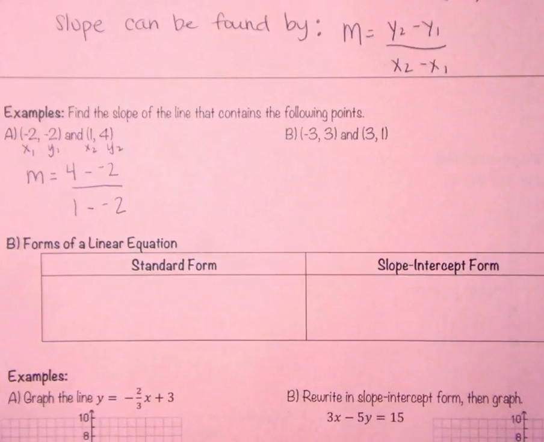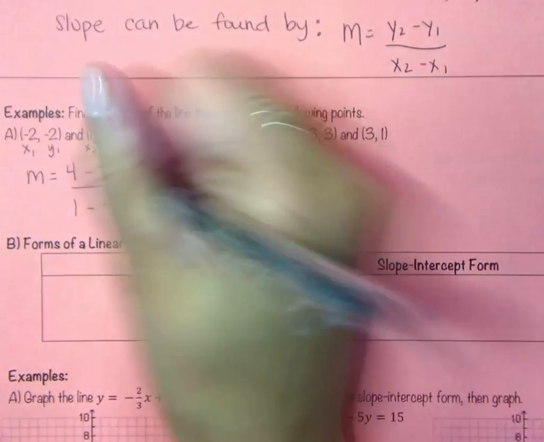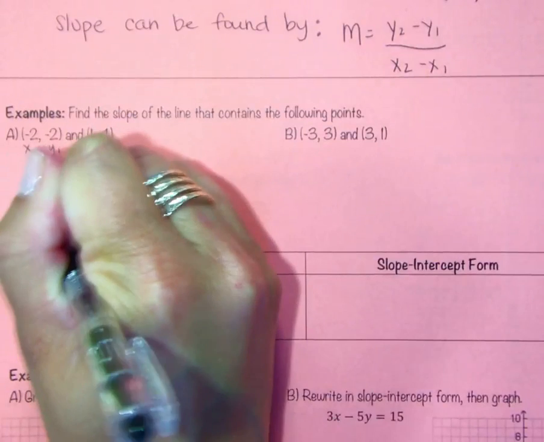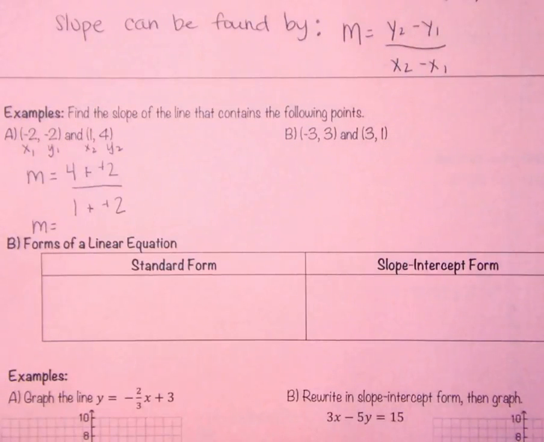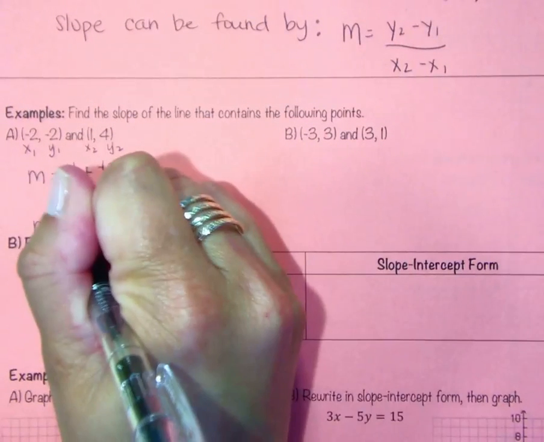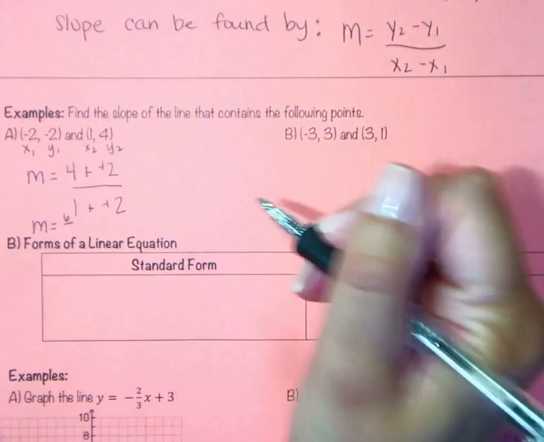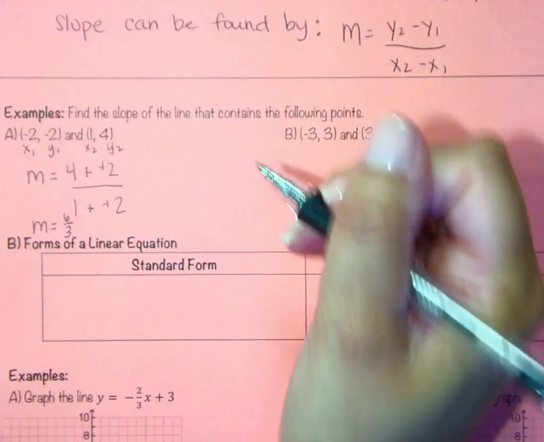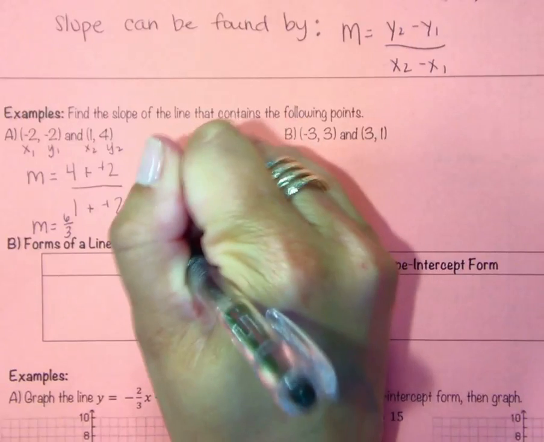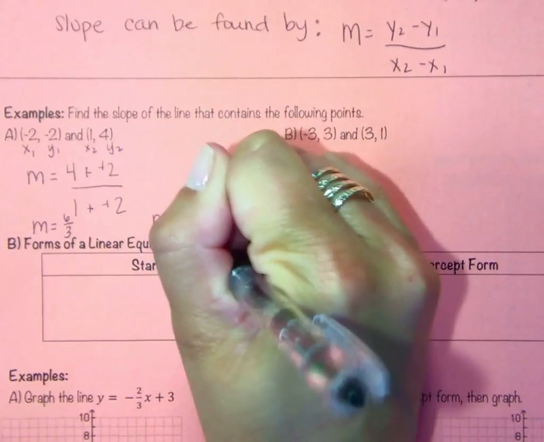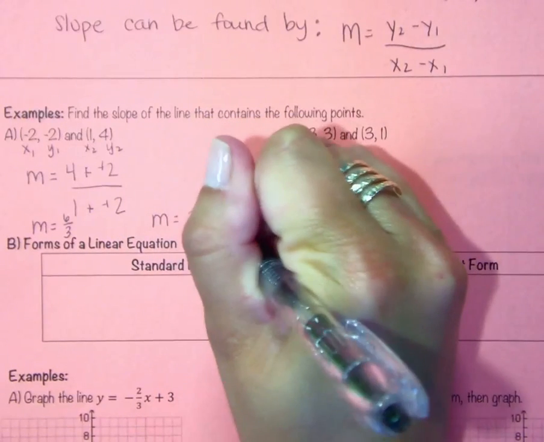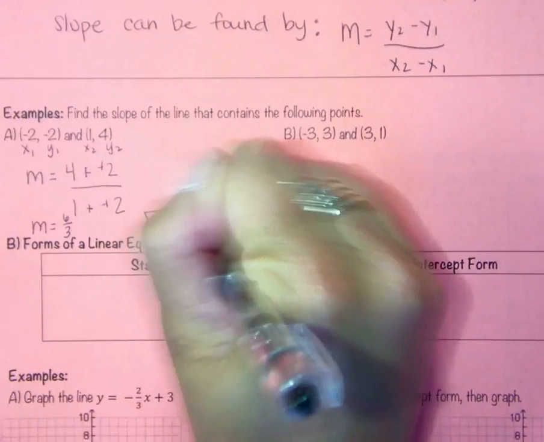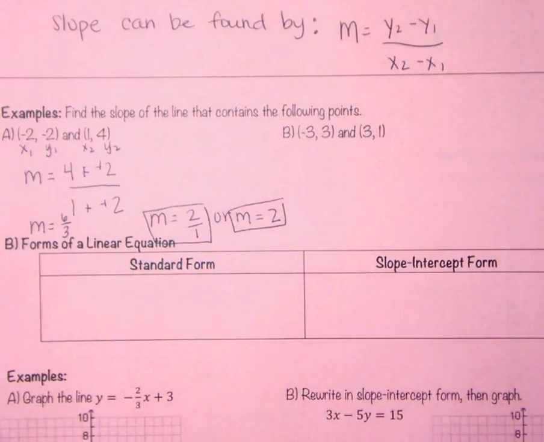All right, guys, minus a negative is really a positive. So let's switch those. And then we're going to simplify. So we have 4 plus 2, which is 6. And then in the denominator, 1 plus 2 is 3. So our slope ends up being 2. If you prefer 2 over 1, that's fine as well. Either one is totally acceptable.